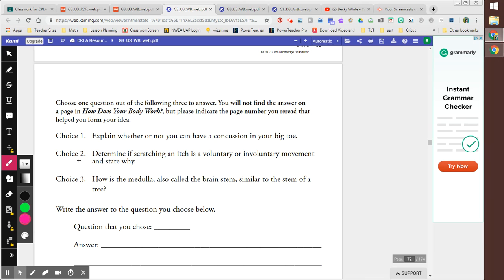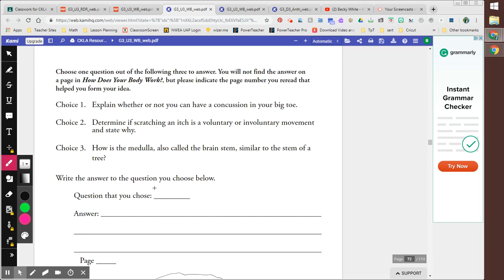Choice number two, determine if scratching an itch is voluntary or involuntary movement and tell why. So you can't just tell me it's voluntary or involuntary, but you have to tell me why. And choice number three, how is the medulla, also called the brainstem, similar to the stem of a tree? So, if you answer three, put a three here and then give me your answer.